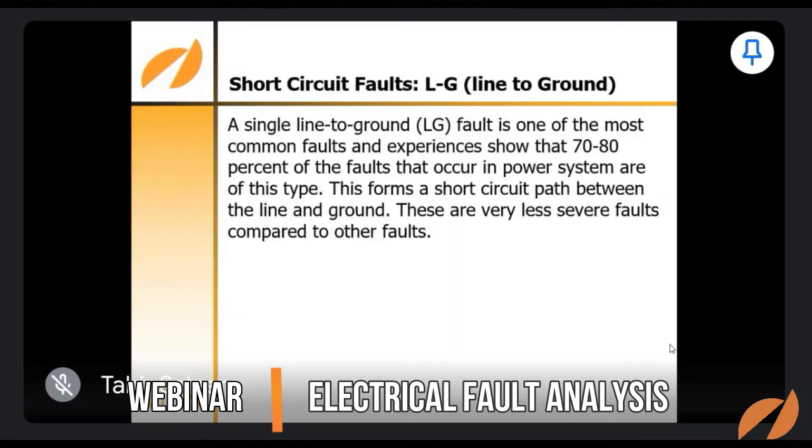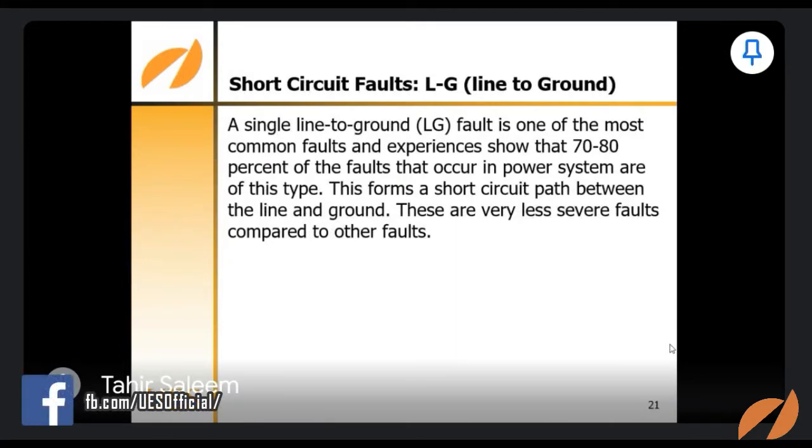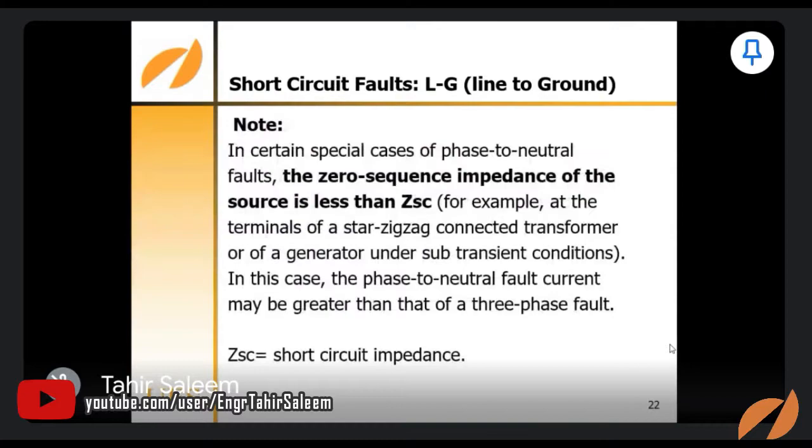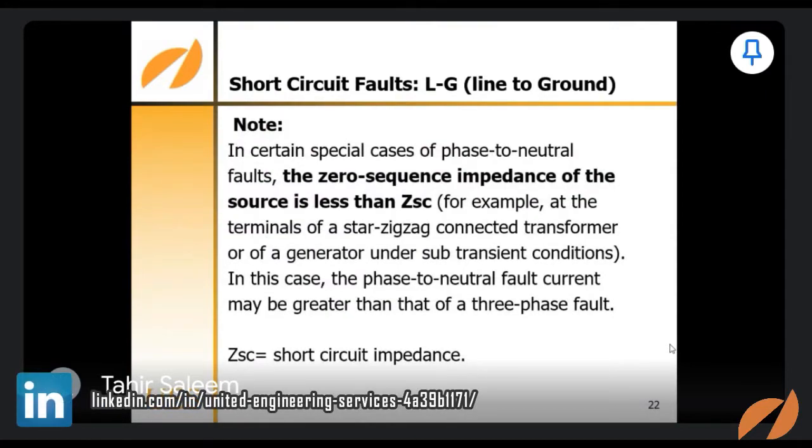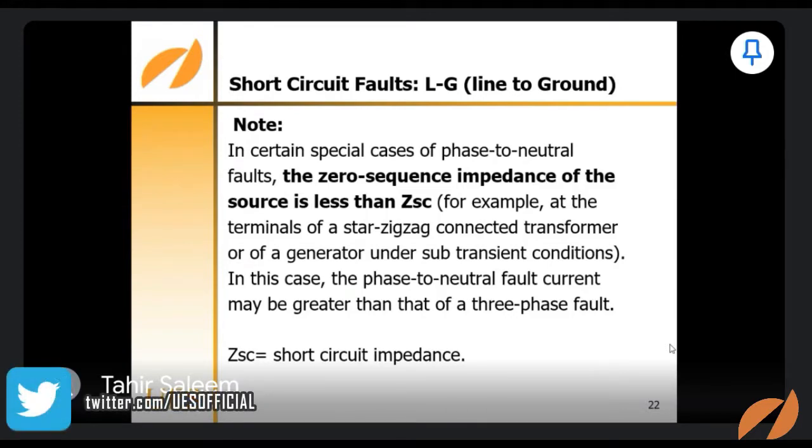Line to ground. A single line to ground fault is one of the most common faults, and experience shows that 70 to 80% of the faults that occur in a power system are of this type. This forms a short circuit path between the line and the ground. These are much less severe faults compared to other faults. In certain special cases of phase to neutral fault, the zero sequence impedance of the source is less than ZSC. For example, at the terminal of a star zigzag connected transformer or of a generator under sub-transient condition, in this case the phase to neutral fault current may be greater than that of a three-phase fault.